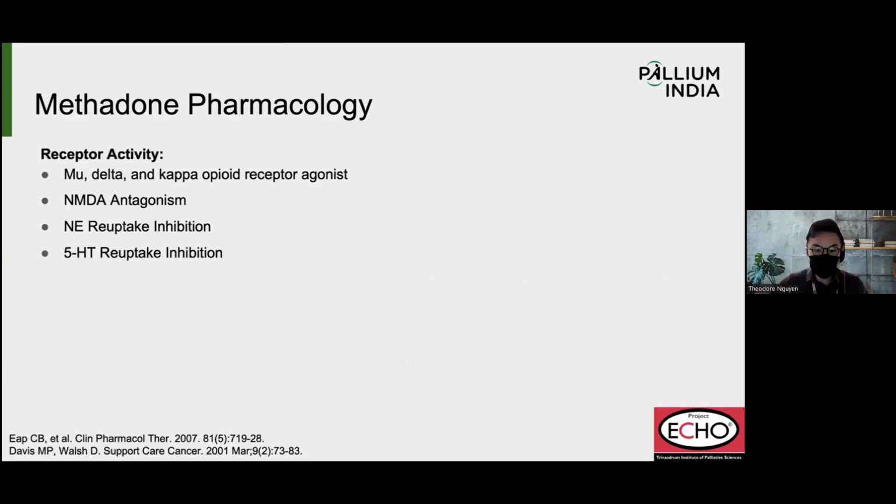So diving a bit deeper into the pharmacology of methadone, it has a few primary modes of action or targets. It works on the mu, delta, and kappa opioid receptors as an agonist. It also targets the NMDA receptor as an antagonist, and also works through norepinephrine reuptake inhibition and serotonin, or 5-HT, reuptake inhibition. These additional activities help with targeting neuropathic pain, and specifically the NMDA antagonism is what helps with neuropathic pain and can also help reverse some of the opioid tolerance and hyperalgesia that might occur with high dose opioid use.